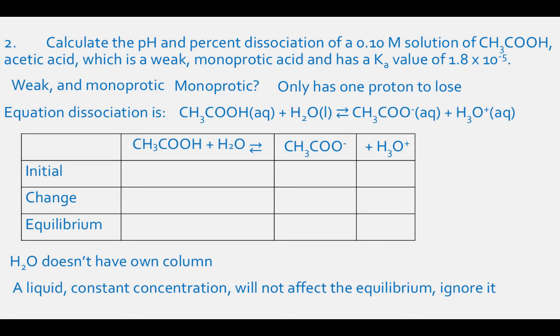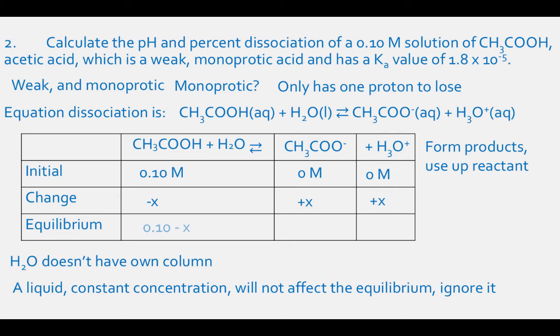To fill in the ice table, we know we start with a 0.10 molar solution of CH3COOH, and we can assume that we start with zero concentrations of both products. Since we have zero concentrations of both products, we know we have to form those products in the reaction and use up some reactant. Our changes will then be minus X, and plus X respectively. To find the equilibrium row, add the initial and change rows. Our equilibrium value for the CH3COOH will be 0.10 minus X, and for both products it will be X.